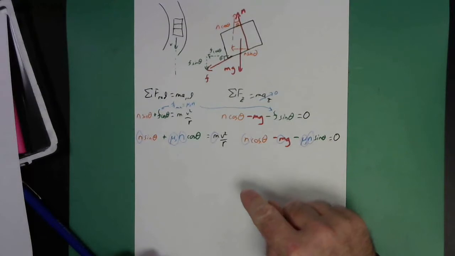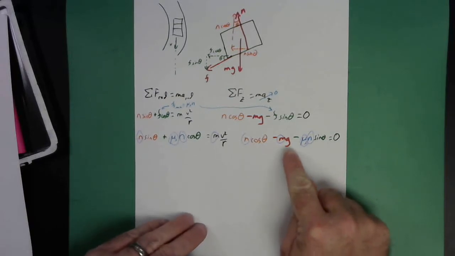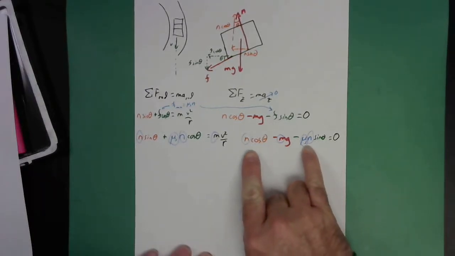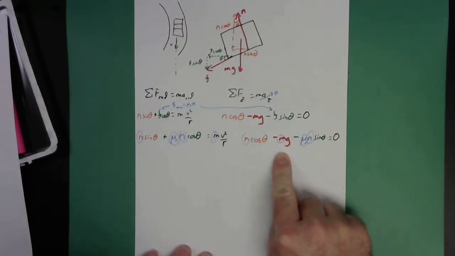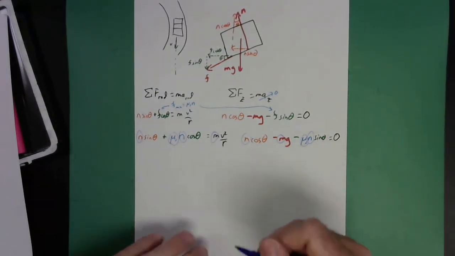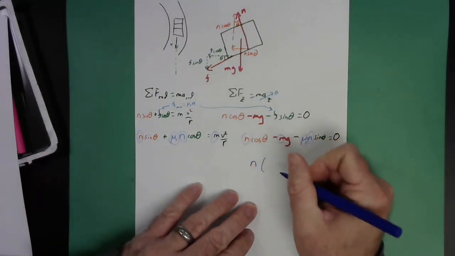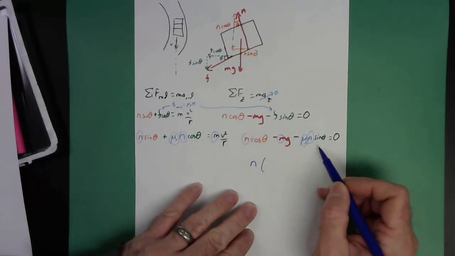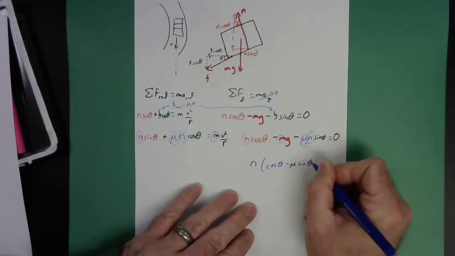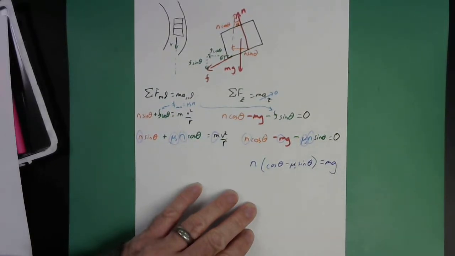Okay, so what I'm going to do is pick one of these equations, this one, and isolate the n, and then I'll substitute it in for n here and see what that does for me. So I'm going to rearrange this. I'm going to move this mg term to the other side, and then I can factor an n out of what's left. I'm going to stop color coding now. I'm going to factor the n out, so it'll be n times cosine theta minus mu sine theta. And this mg I moved to the other side. Okay, I added that over.